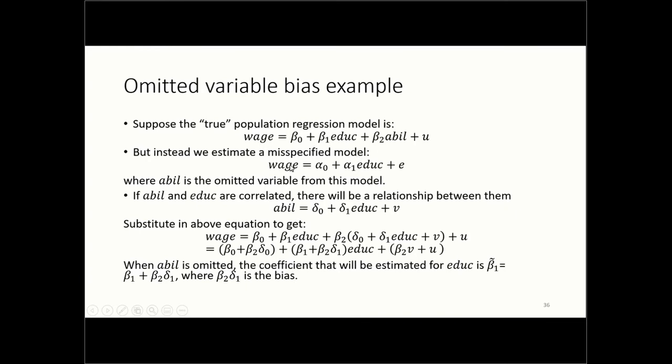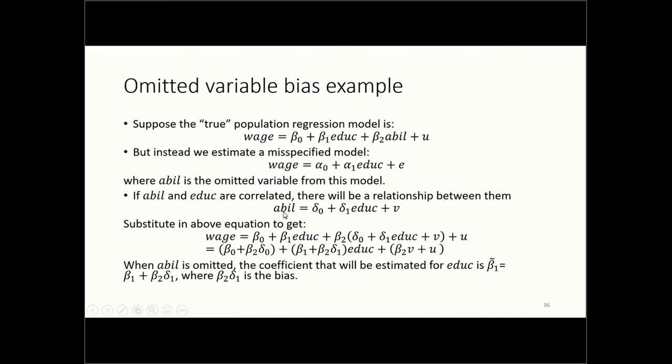So if instead we estimate a misspecified model where wage depends on education, with some new parameters and a new error term, then ability would be the omitted variable from this model, because ability is not here. But ability and education are correlated, and there will be a relationship between them. So ability would depend on education. Why? Because more educated people are more able in general.